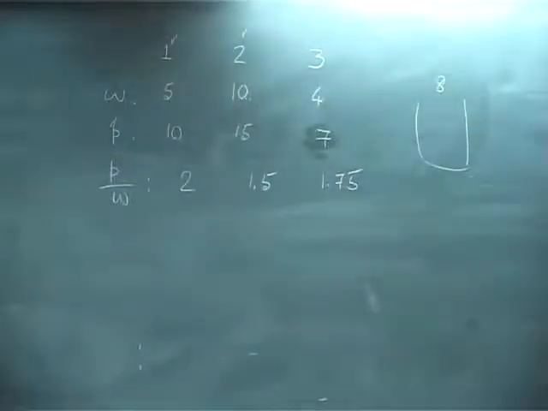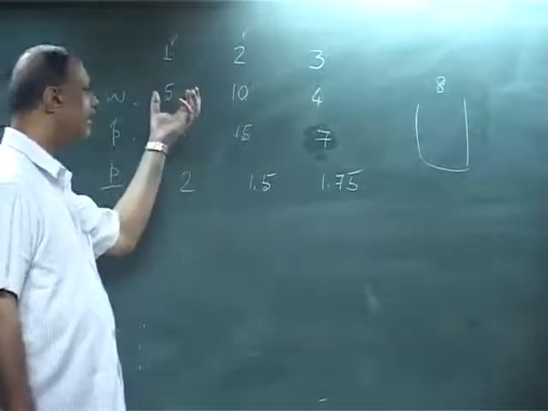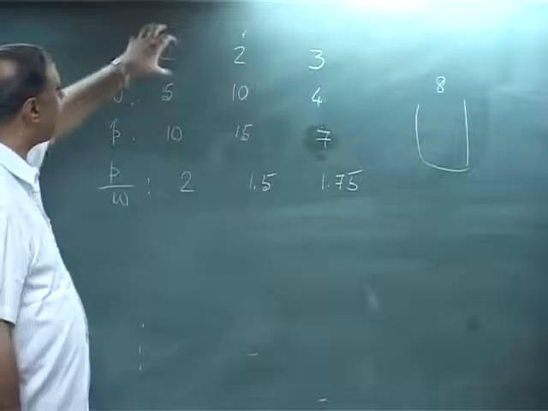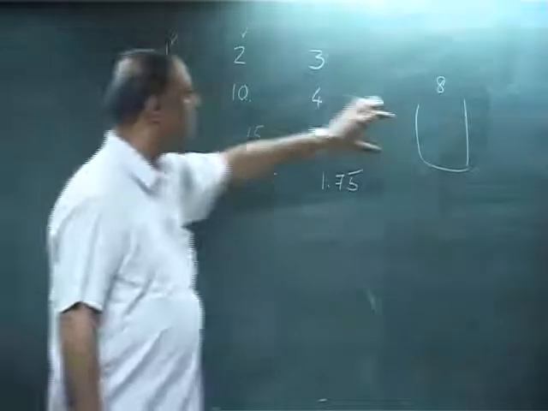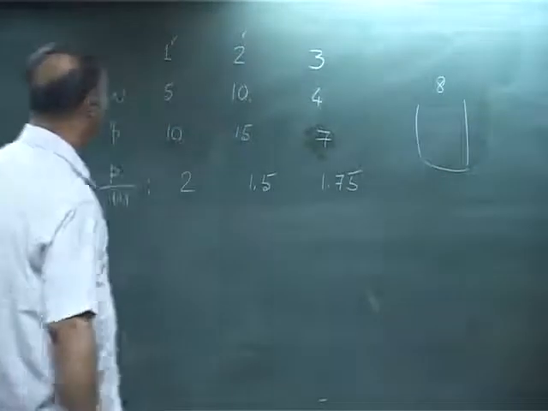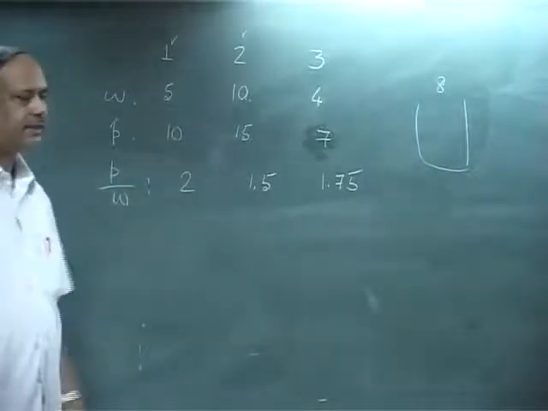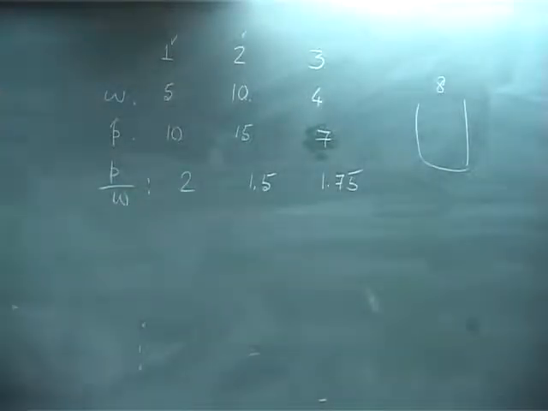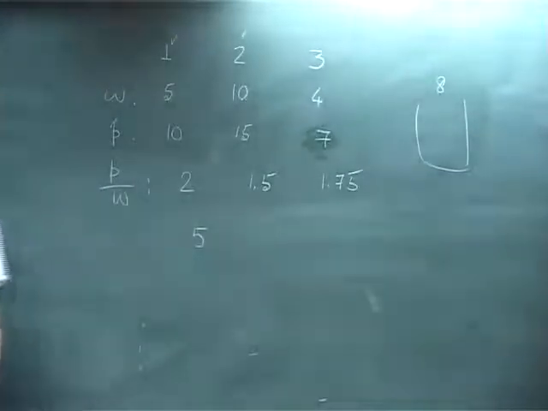This is 1.75, okay? That means I must put as much as I can from item 1 into my bill, because I am getting the maximum per unit profit on item 1. And if that is the case, I will take five units of item 1.